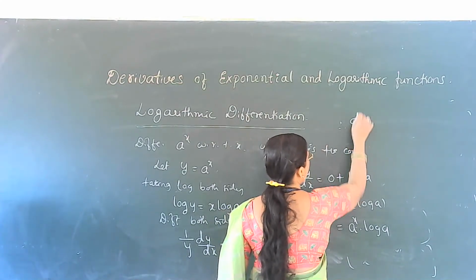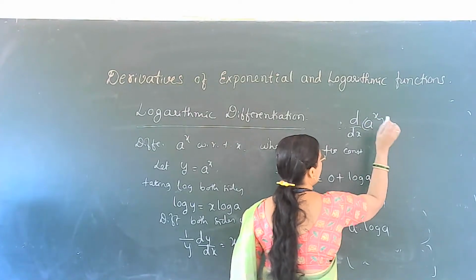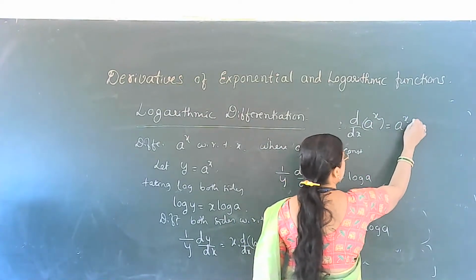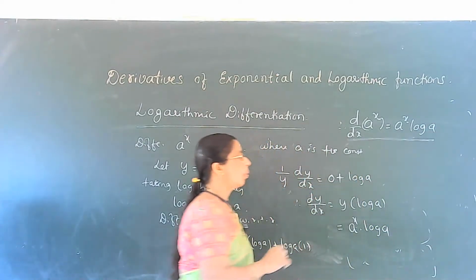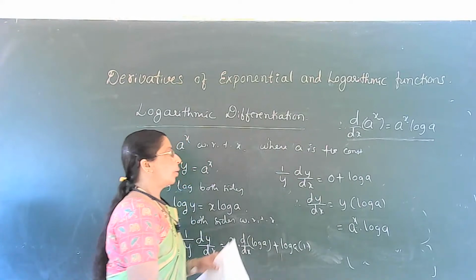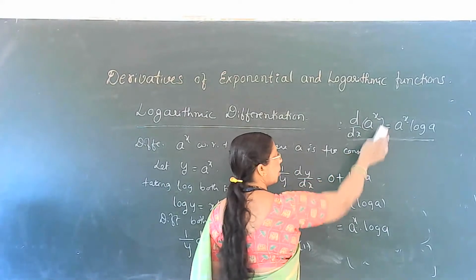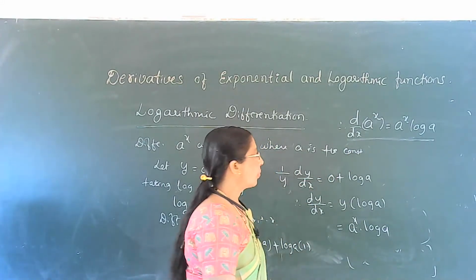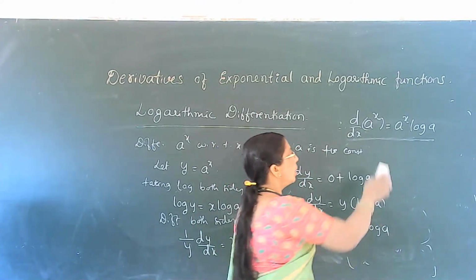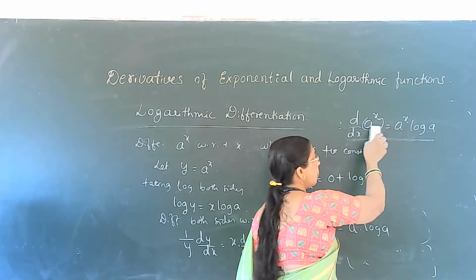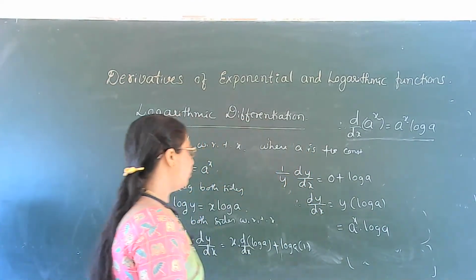Therefore, d by dx of a to the power x is equal to a to the power x into log a. This is one more formula for the derivative of a function. Here a is a real number and x is the variable. We find the derivative with respect to x, that is a to the power x itself, then the derivative of the base.